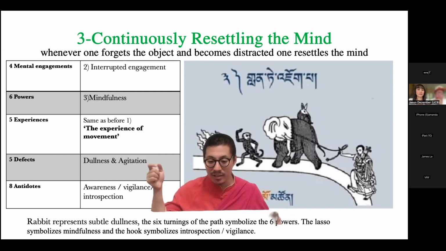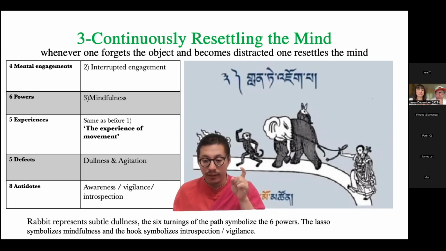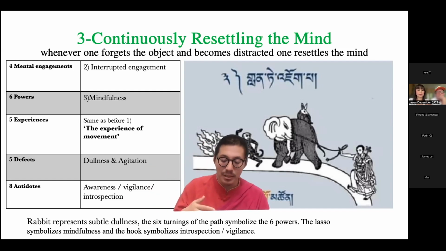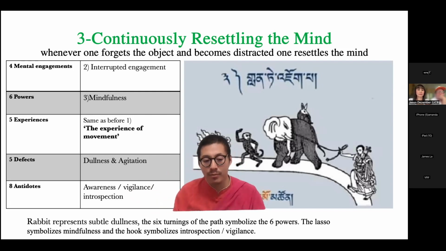And then I said the lasso symbolizes mindfulness, and the iron hook symbolizes vigilance. The right hand carries the lasso holding the elephant, and the left hand is carrying the iron hook. So mindfulness and vigilance, this is the most important antidote. Okay, now among the 4 mental engagements, this is called interrupted engagement. You engage, but your engagement is interrupted with all this dullness and agitation, and then you apply again this mindfulness and vigilance. So anyway, another defect among the 5 defects is dullness and agitation. This is another fault that we need to overcome.